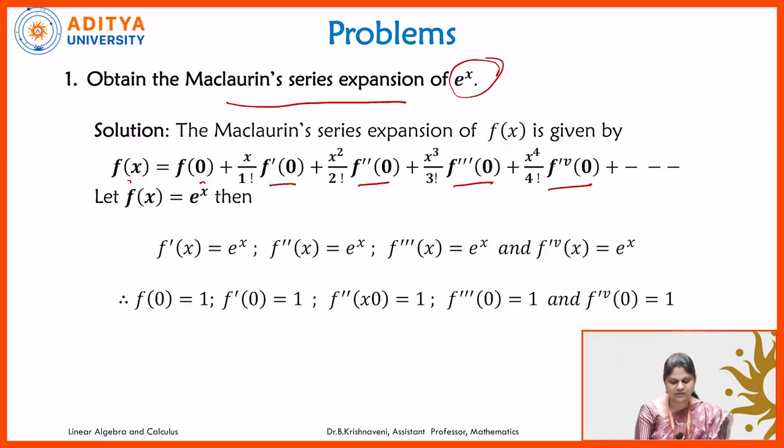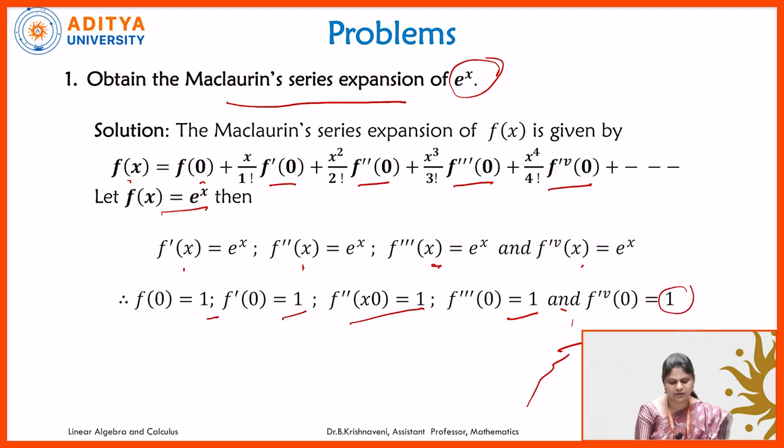So here, given f of x is e power x, f dash x is e power x, f double dash x is e power x, f triple dash x is e power x, and f fourth derivative of x is also e power x. Now substituting x is equal to 0 in each function, we got f of 0, f dash 0, f double dash 0, f triple dash 0, f fourth derivative of 0, all equal to 1.